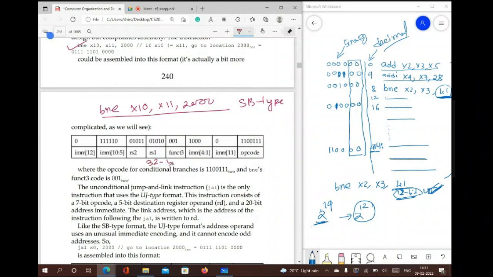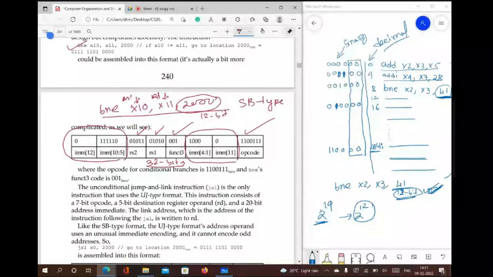There is no doubt about it. But out of this 32 bits, the opcode and function 3 are fixed. If you concentrate on this instruction, it has no destination register. This is RS1 and this is RS2 actually. So if you see the representation, it has opcode, function 3, RS1 and RS2. Now for the remaining 12 bits, these part and this part remain. Basically this part is for RD.